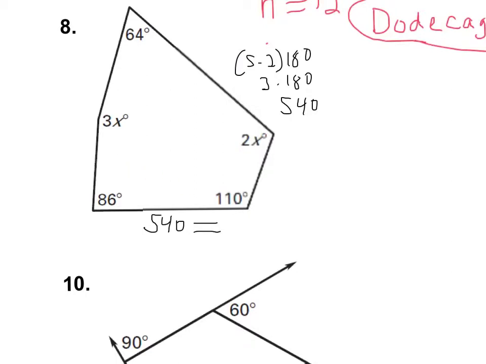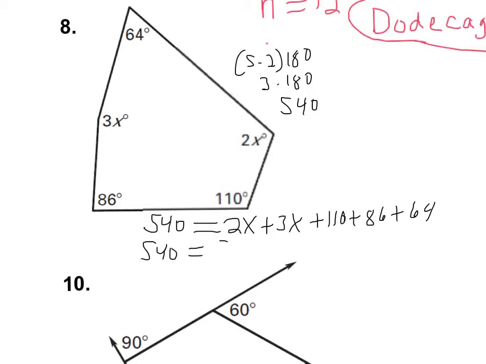So I'll start with the 2x and the 3x, and then all the other sides, 110, 86, and 64. All right, so when I add the 2x and the 3x, I get 5x. And when you add the other three together, you get 260. So you're just solving this little equation now.